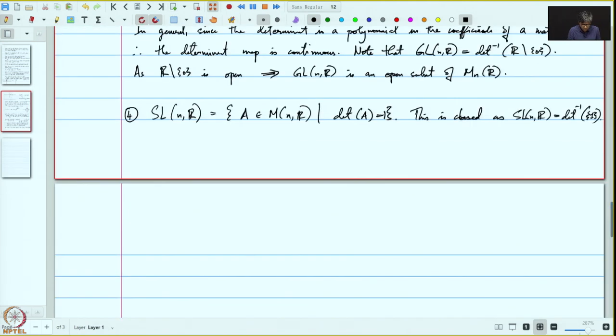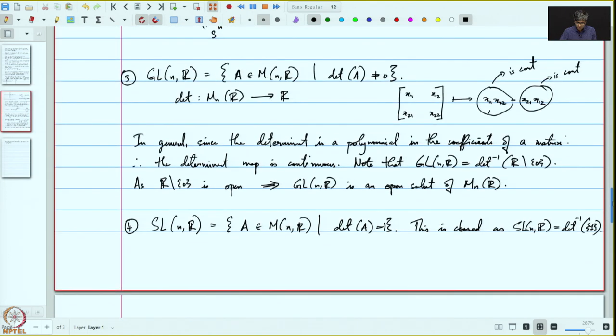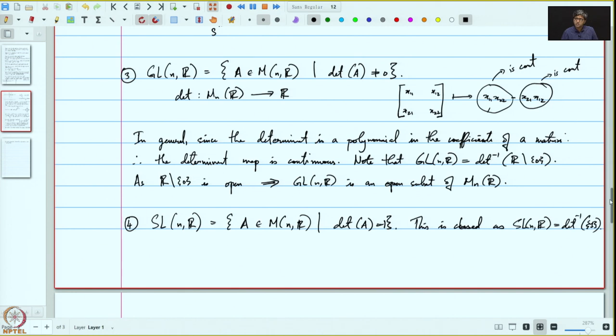And yet another example we saw was the set of orthogonal matrices, right? This is those A in MNR such that A transpose A is equal to identity. So we claim that this is a closed subset. Now in each of the above examples, showing that these subsets are closed directly could be somewhat complicated, and we see that once we can realize these subsets as inverse images under continuous maps of certain subsets, then it becomes a lot easier.